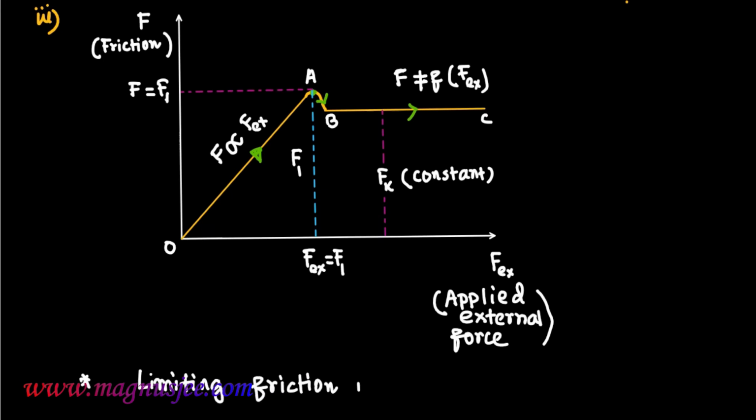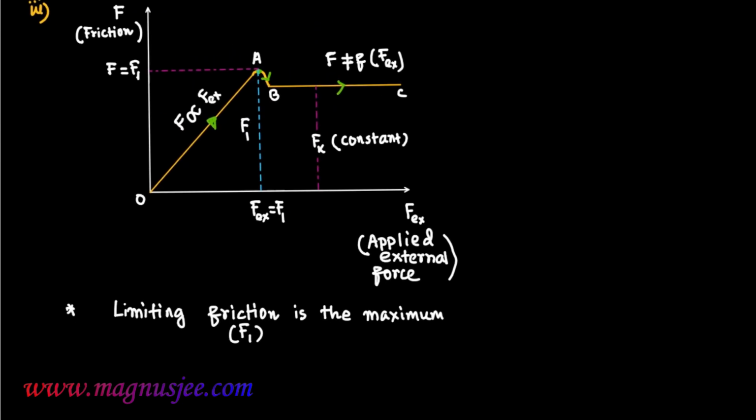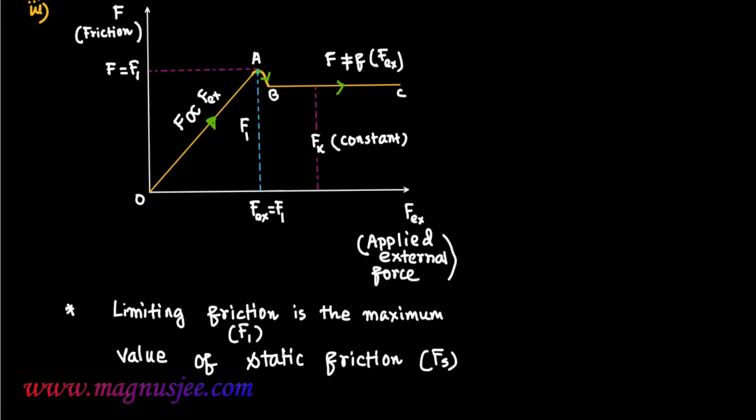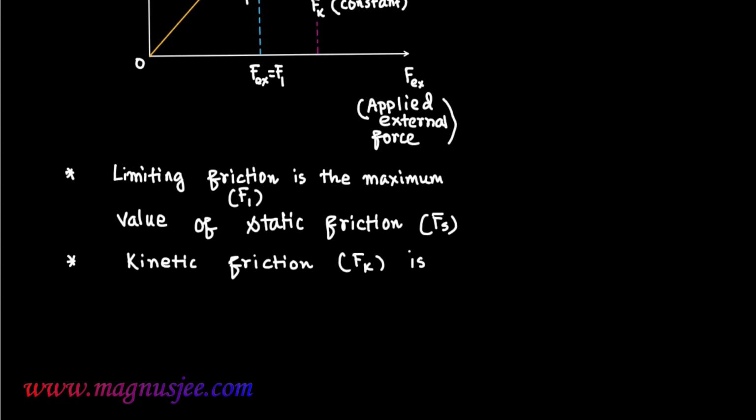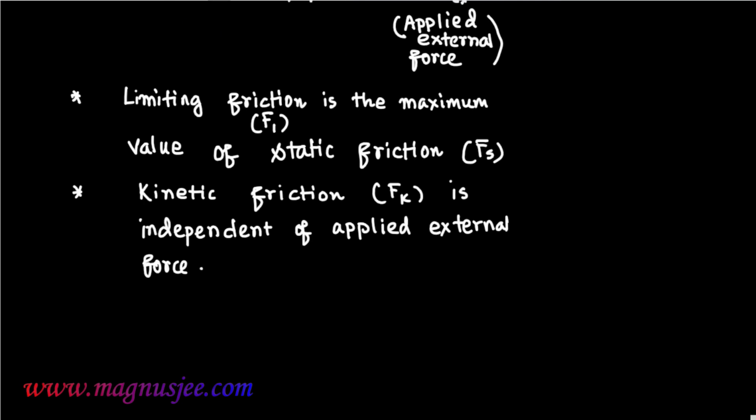Limiting friction FL is the maximum value of static friction. From O to A, force of friction is static friction, and the maximum value of static friction is limiting friction. Kinetic friction Fk remains constant in the portion B to C. In the portion BC of the graph, kinetic friction is independent of applied external force Fex. If we increase Fex, kinetic friction remains constant.